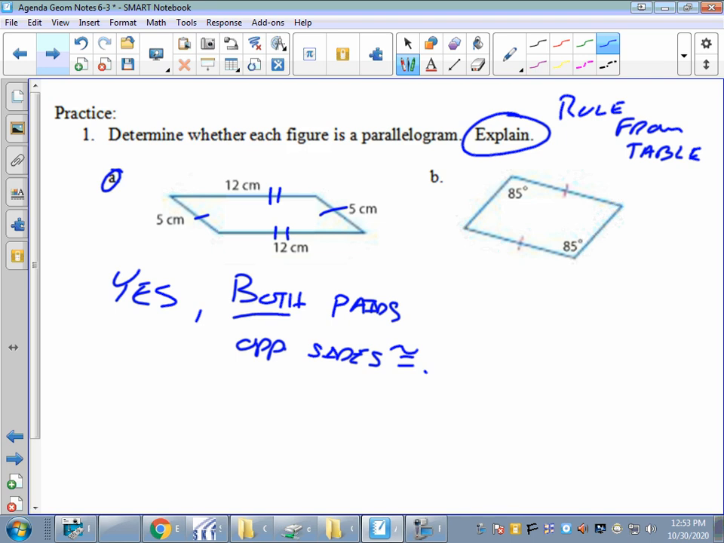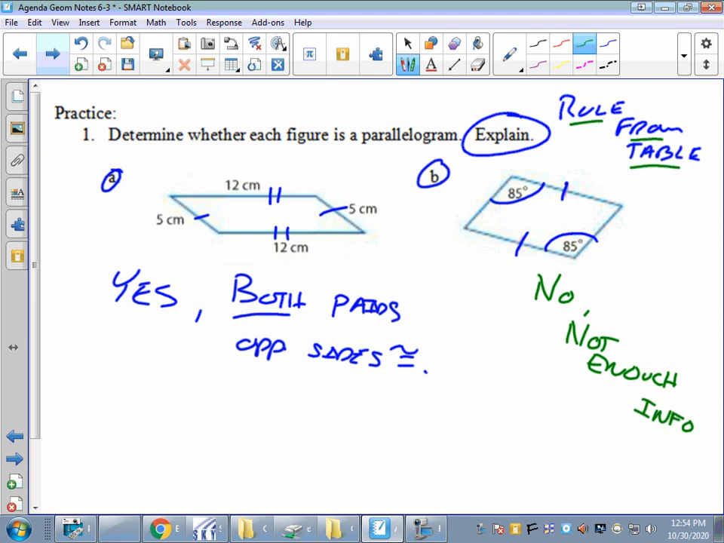Looking at B, well, we can see right now that we have opposite angles congruent, and we have an opposite side congruent, but because we don't know what the other angles are, and we don't know what the other sides are, we still don't have enough information. So it's not enough information for us to prove this one. If they gave us a little bit more. And again, it's got to be a rule from the table. So if you can't satisfy any of those conditions from the table, then you can't prove it to be a parallelogram.